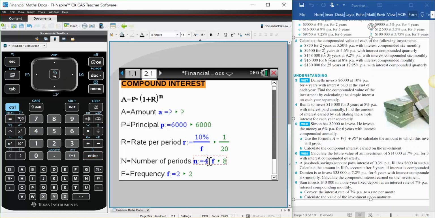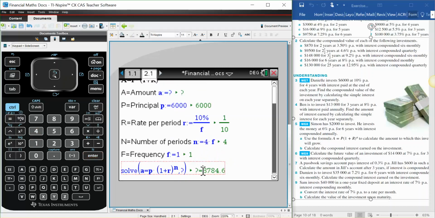So that would mean that the number of periods is annually. Oh, right, sorry, I shouldn't have changed that one. The number of periods per year is 1 because it was annually. So it's 10 divided by 1. Number of periods is 4 years times 1. So our answer is $8,784, and the actual interest is $2,784.